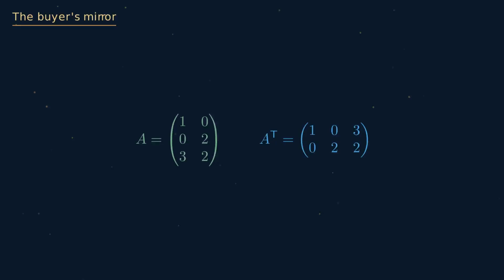Rows become columns. 3 constraints turn into 3 prices. 2 products turn into 2 requirements. The original problem is called the primal. Its mirror is called the dual. And if you dualize the dual, you land back exactly where you started.